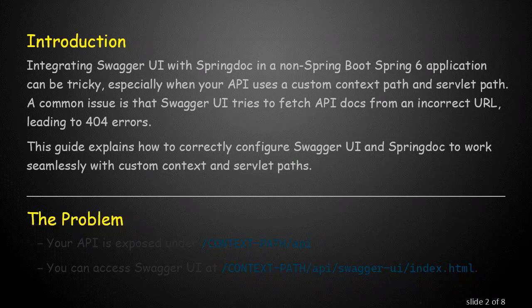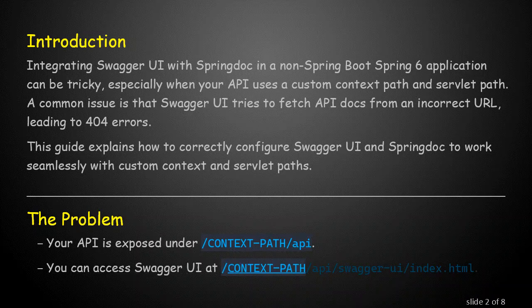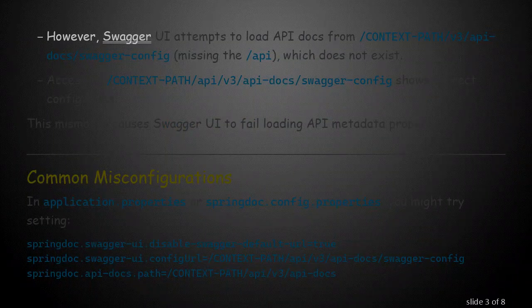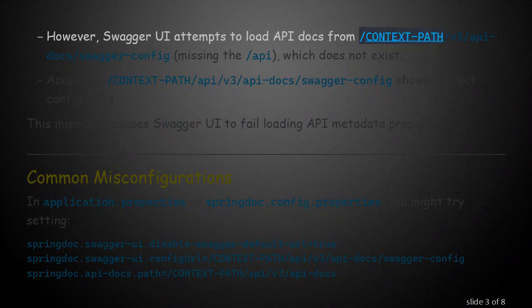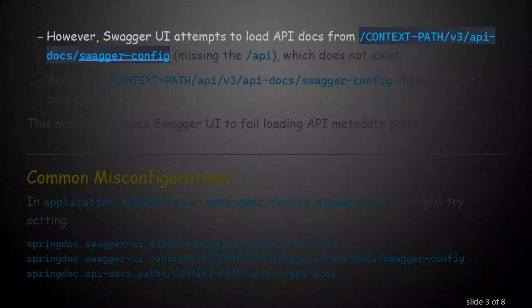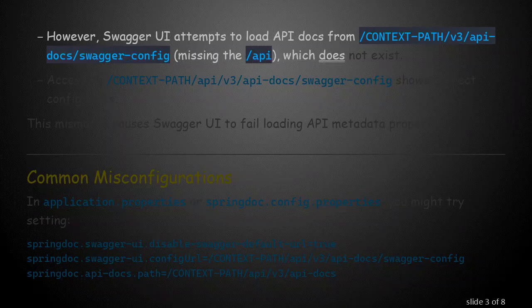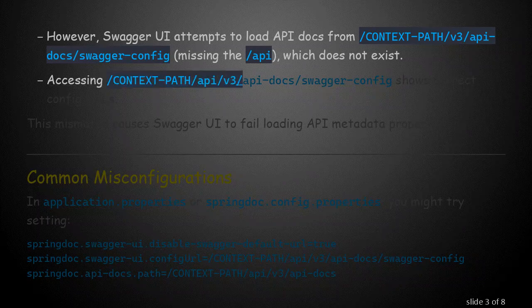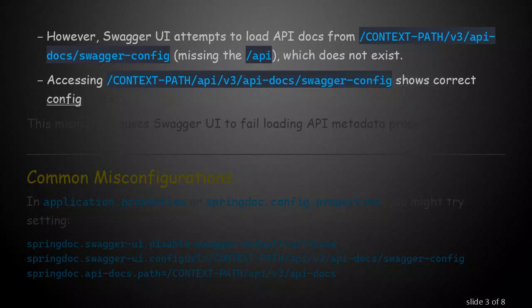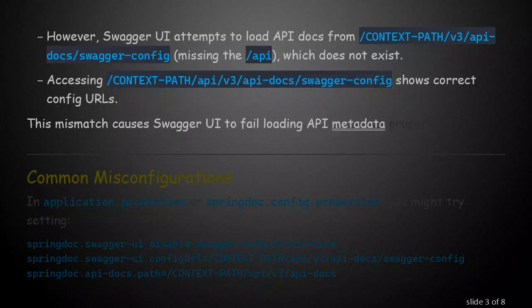The problem. Your API is exposed under /context-path/api. You can access Swagger-UI at /context-path/api/swagger-ui/index.html. However, Swagger-UI attempts to load API docs from /context-path/v3/api-docs/swagger-config, missing the /api, which does not exist. Accessing /context-path/api/v3/api-docs/swagger-config shows correct config URLs. This mismatch causes Swagger-UI to fail loading API metadata properly.